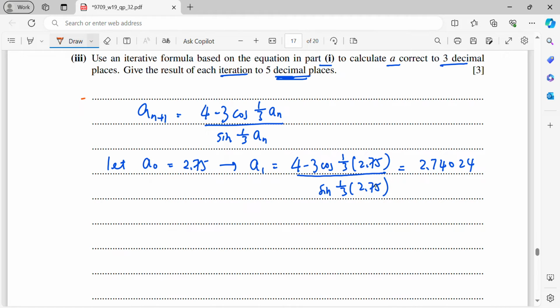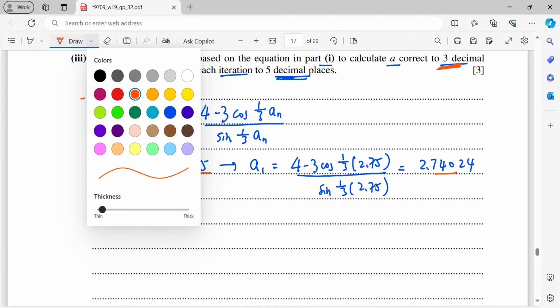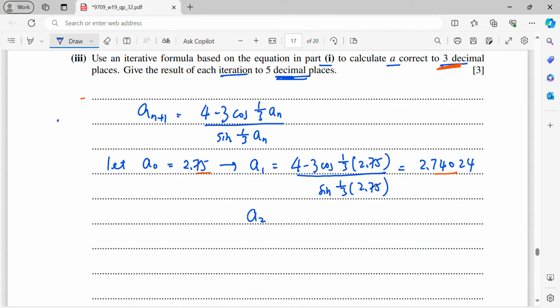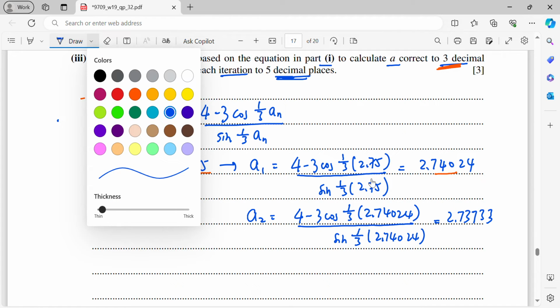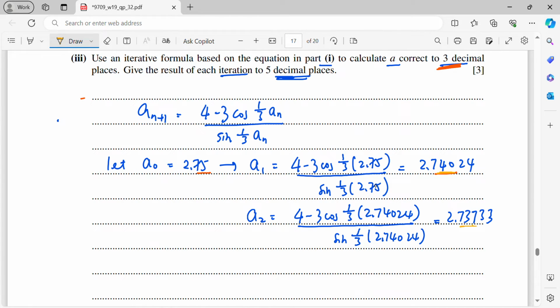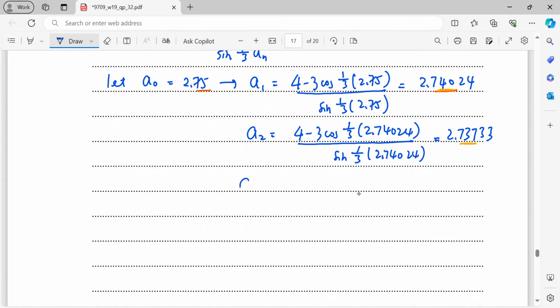Okay, so when do we stop? You need 3 decimal places for final answer. So you should get same 3 decimal places. Obviously they are not the same. Then we need to continue. So a2 is 4 minus 3 cos 1 over 3 times 2.74024 over sine 1 over 3 of this value. So just continue. Right, this is going to be 2.73733, and again they are not the same because previously 2.740, now 2.737. So I need to continue again. So now I will just rewrite all this.